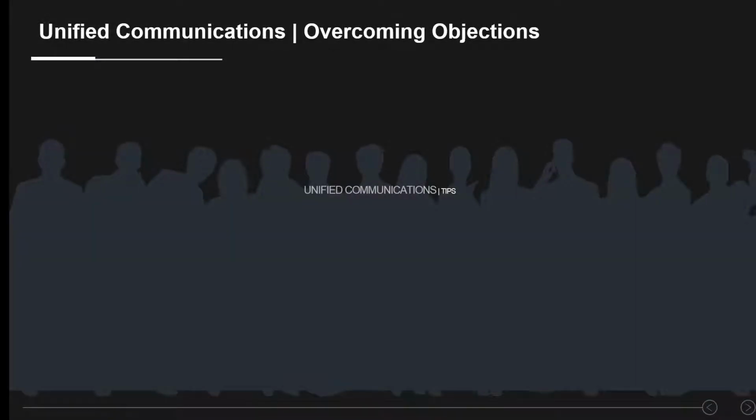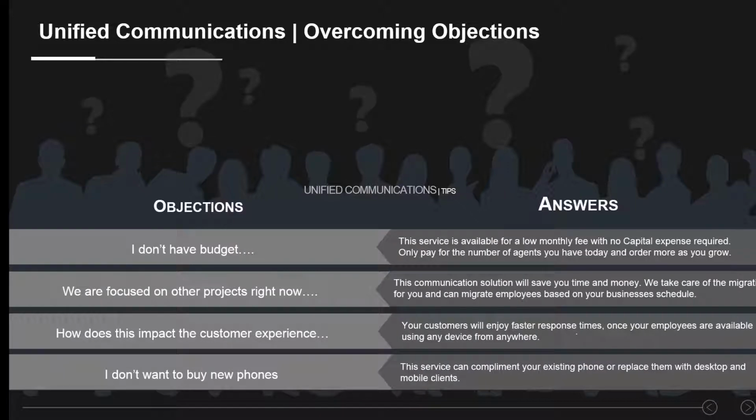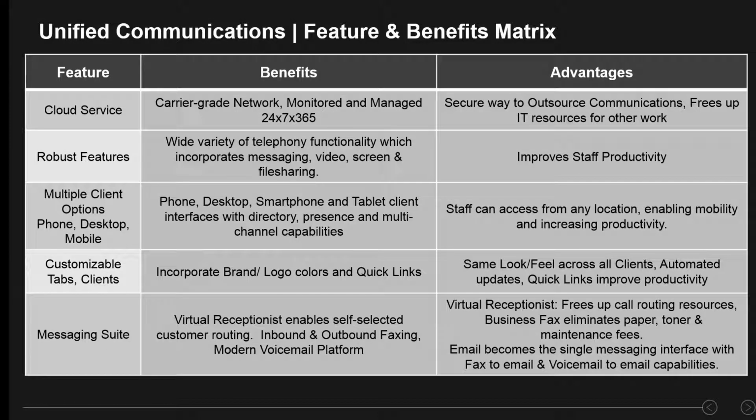You will always run into objections. Here are a few tips that you can reference on how to specifically address the most common objections. This matrix outlines the various features and benefits offered by the Unified Communication Solution. For each feature, it provides the corresponding advantage that it delivers to the business organization. Refer to this matrix prior to your next customer call or visit.